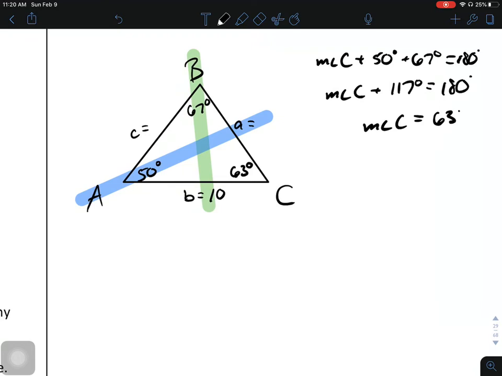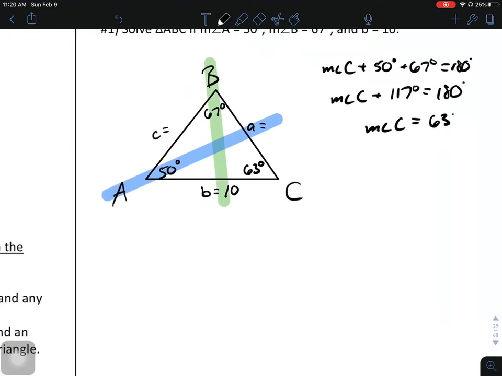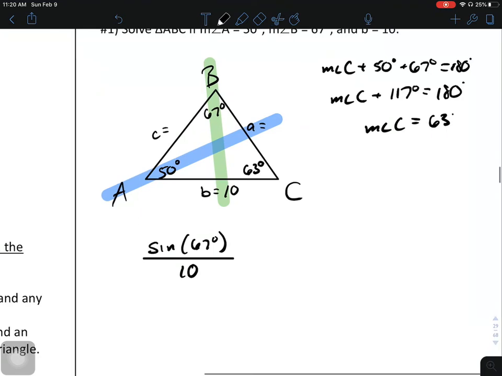Using a law of sines, what we're focusing on is our new lesson here. We're going to take sine of an angle, 67 degrees, over its opposite side, 10. I suggest when you write your first ratio, you write it using numbers only, because we have the angle and the side opposite of it. According to the law of sines, that should be equal to sine of 50 degrees over its opposite side, which is side a.